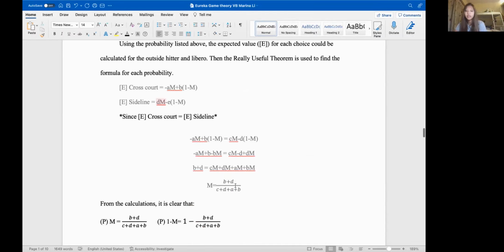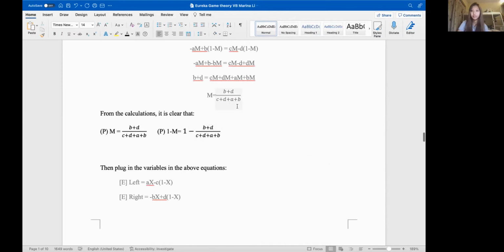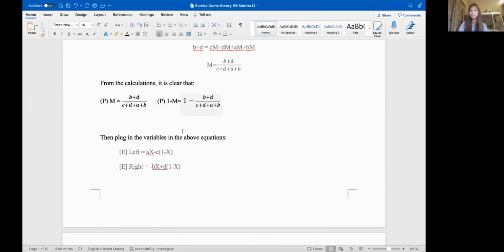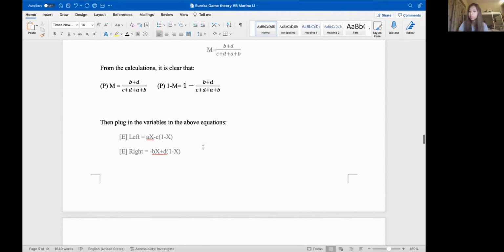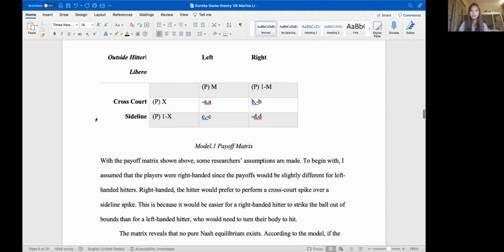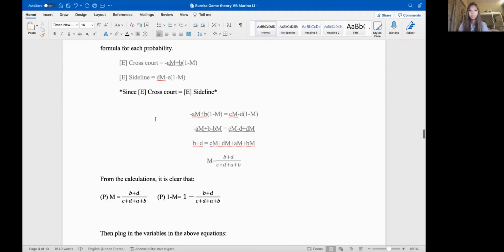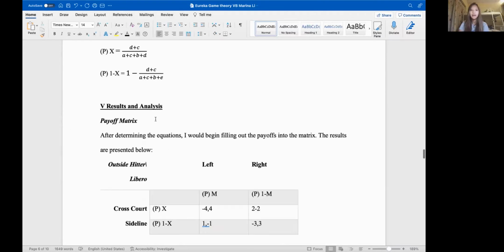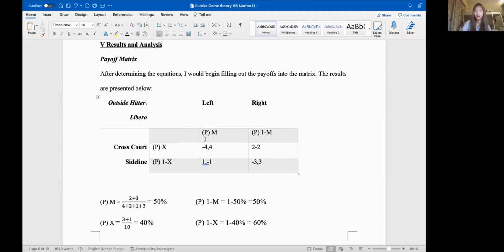So these are my calculations, and I have used the really useful theorem right here, and I have calculated a few formulas to support further investigation, where I plug in all the numbers. You can see that this is the probability of the libero moving left, and this is the probability of the libero moving right, and you can see here that it's the same. Then I plugged in the actual numbers in my payoff matrix.